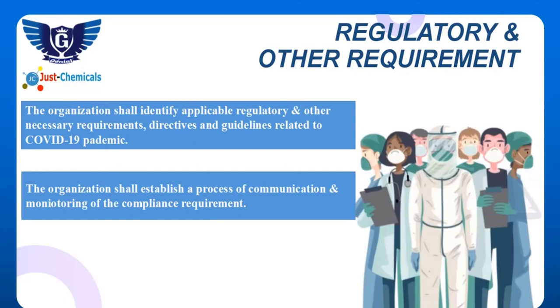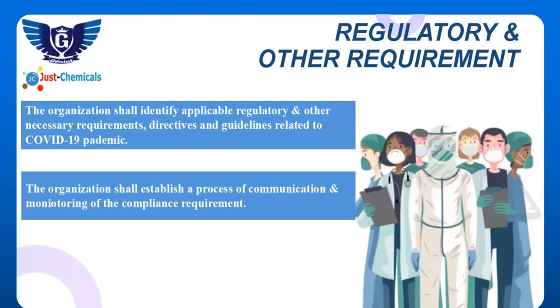The second requirement is that the organization shall establish a process to communicate and monitor the compliance requirements. This is very much important, because we have such guidelines which need to be followed, and we have some mechanism by which we can mitigate the risk, but the risk will be minimized or mitigated only if the people or the employees follow the guidelines.